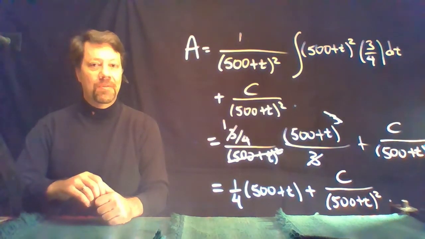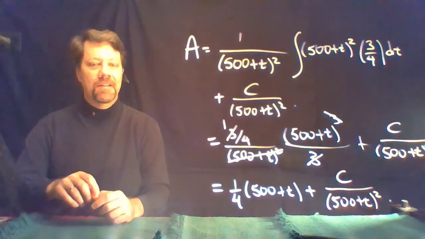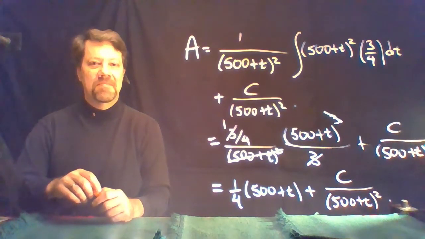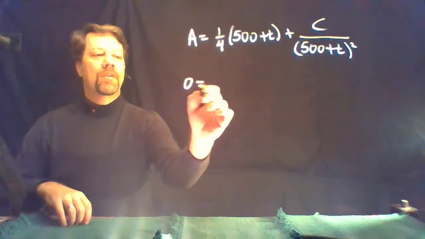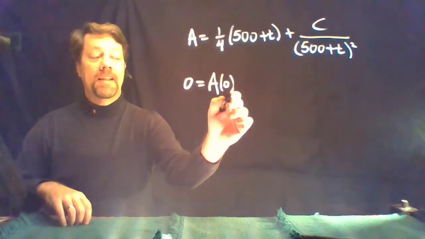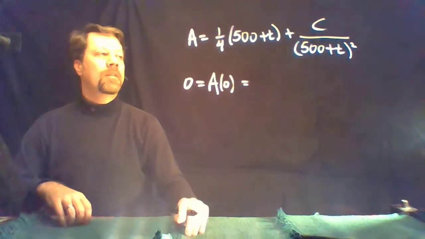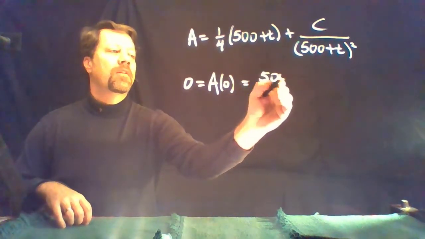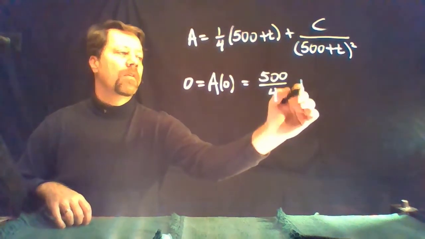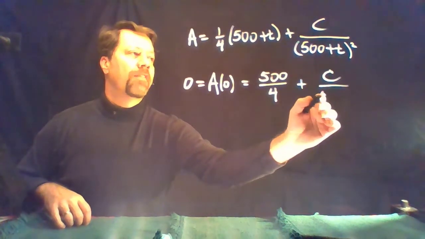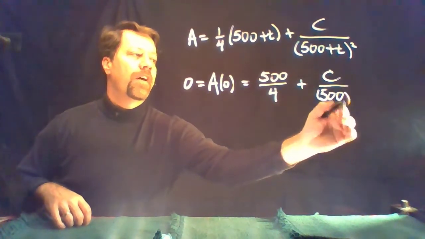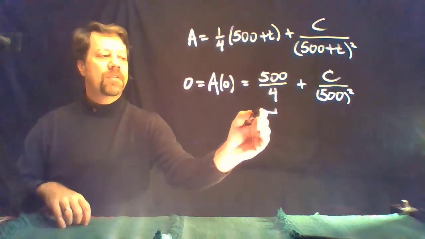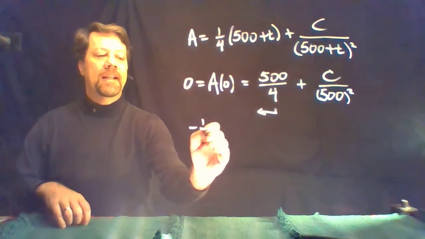Next, we need to account for the initial condition that at time t equals 0, there is no salt in the tank. We have 0 equals the amount in the tank at time 0. Plugging in 0 for t on the right-hand side, we have 500 divided by 4 plus c divided by 500 squared. We'll move this term to the other side, getting negative 1/4.